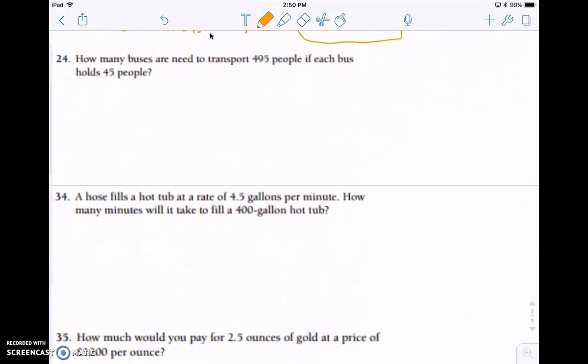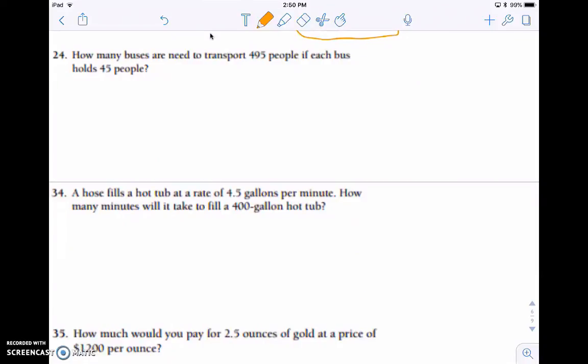So now let's look at another example. How many buses are needed to transport 495 people if each bus holds 45 people? So again, one bus can carry 45 people. So we're going to have one bus per 45 people for one fraction, or we're going to have 45 people for every one bus. And we have to determine which one we're going to need to use. So we're transporting 495 people. And again, the end question is how many buses do we need?